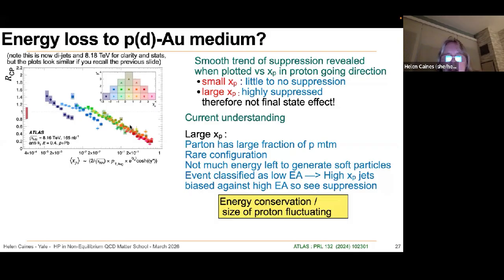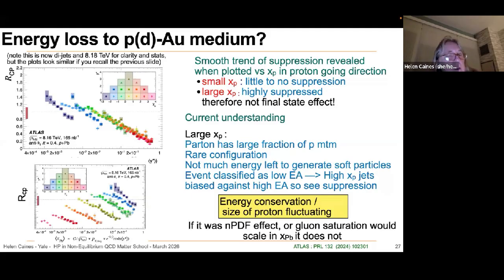So we're beginning to understand and put it into being looking in the proton-going direction at the x of the proton. And as I said, we will attribute this to not being a final state effect. And one of the last ways we sort of think that we've proven this is if I take the same type of data, but instead of looking at the positive rapidity, I look at the negative rapidity.